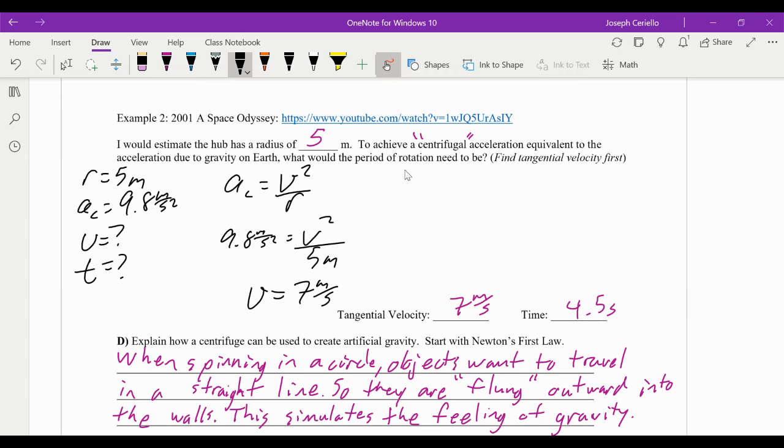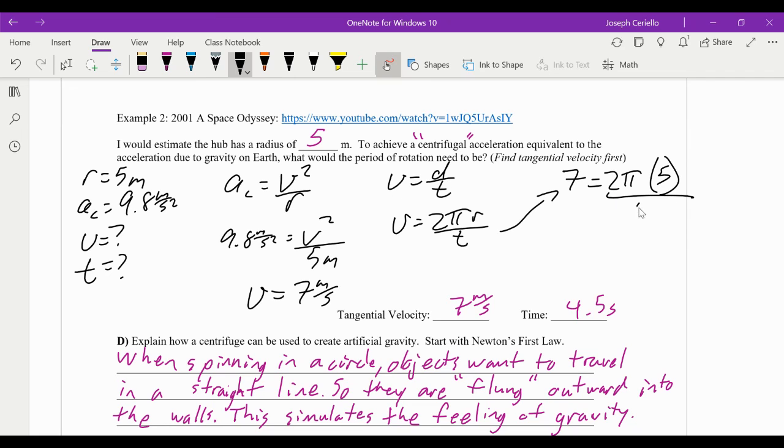Now to get the period of rotation, v equals d over t, but more specifically, since it's going in a circle, v equals 2 pi r over t. So I'm going to bring it over here. v is 7 equals 2 pi, r is 5, over t. Cross multiply, t ends up being 4.5 seconds. That's how long it takes to spin around once.